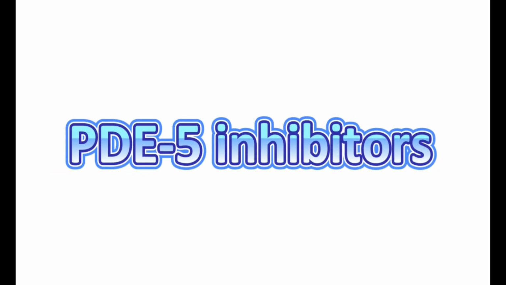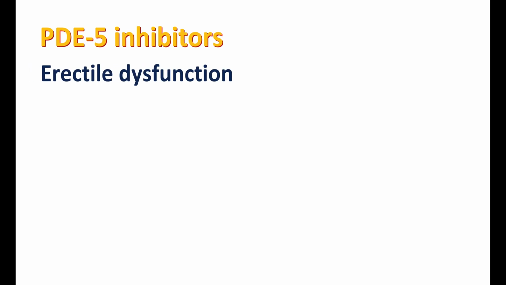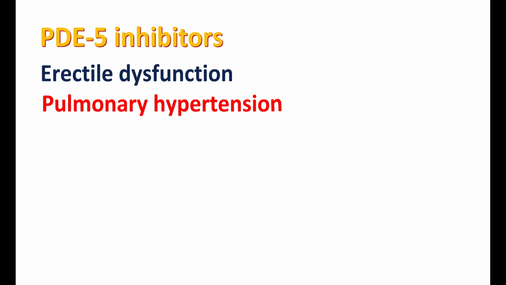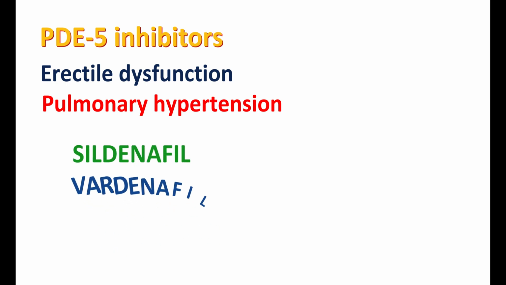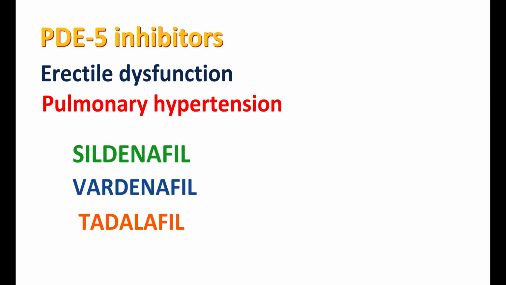Use with PDE5 inhibitors. Phosphodiesterase type 5 inhibitors are the medications used to treat erectile dysfunction and pulmonary hypertension. Drugs like sildenafil, vardenafil, and tadalafil belong to this category. These medications cause relaxation of smooth muscle, including vascular smooth muscle.